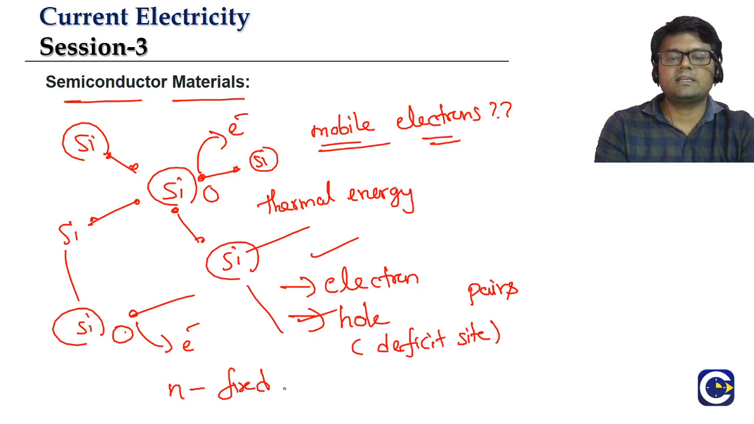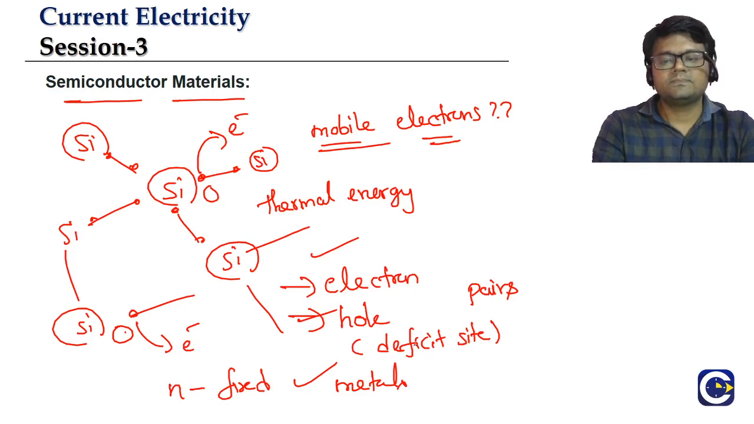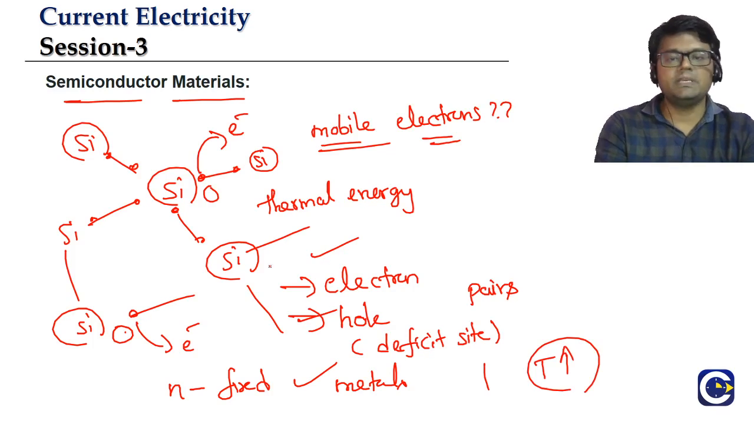So we will see that the number density will be fixed for the metals, but that will not be the case in case of semiconductors. In semiconductors, what happens is, if you increase the temperature, the thermal energy is going to be increasing. When thermal energy increases, more and more of these electrons will be able to get excited and come out. So with increasing temperature, the number density is going to increase.